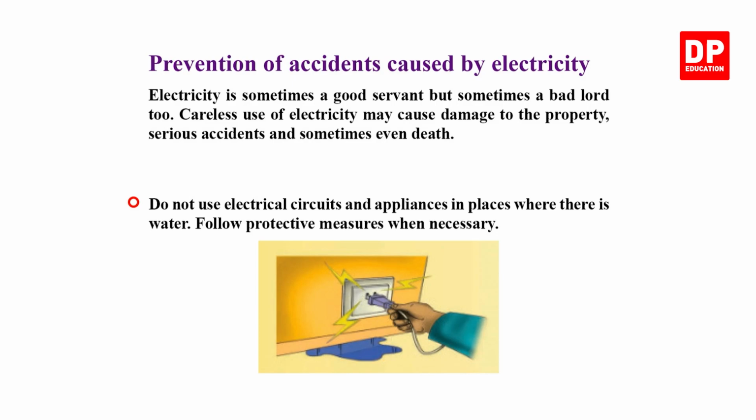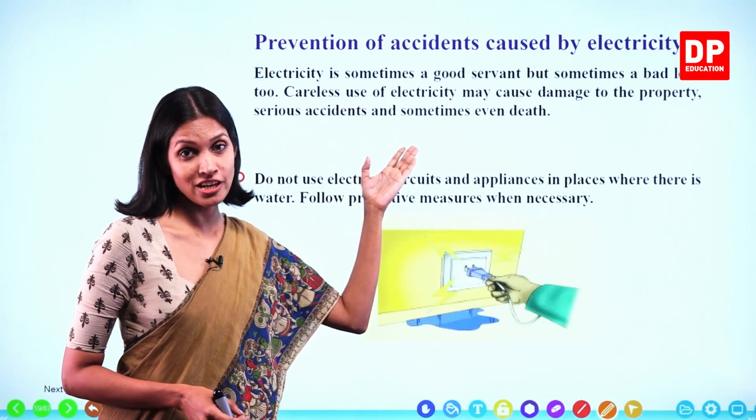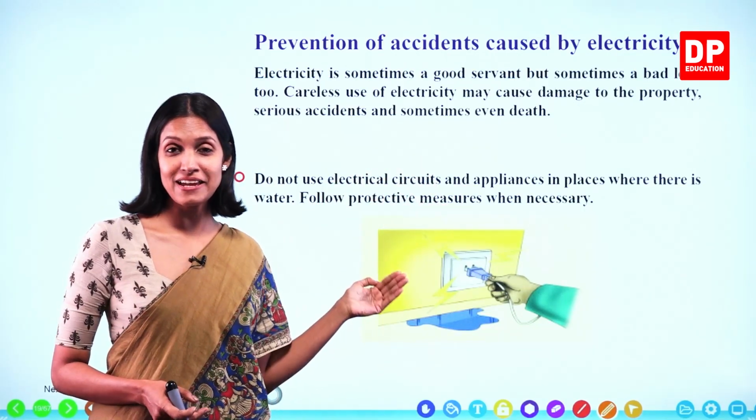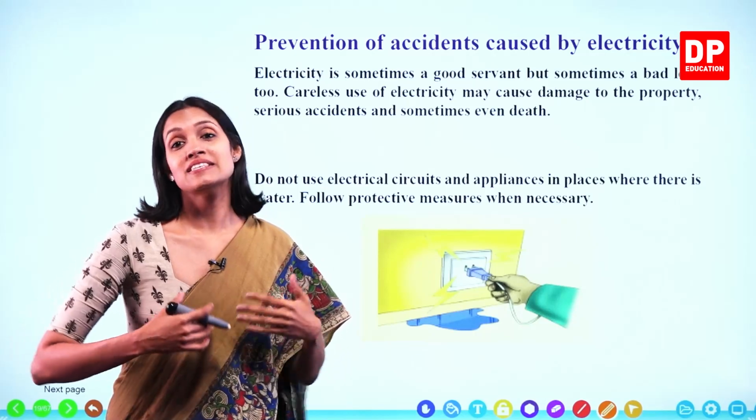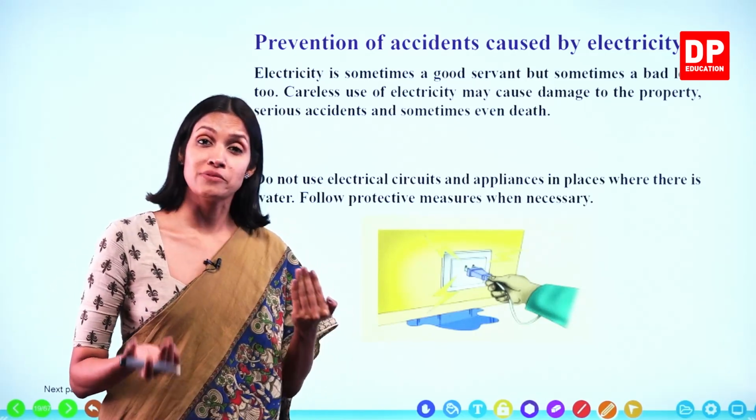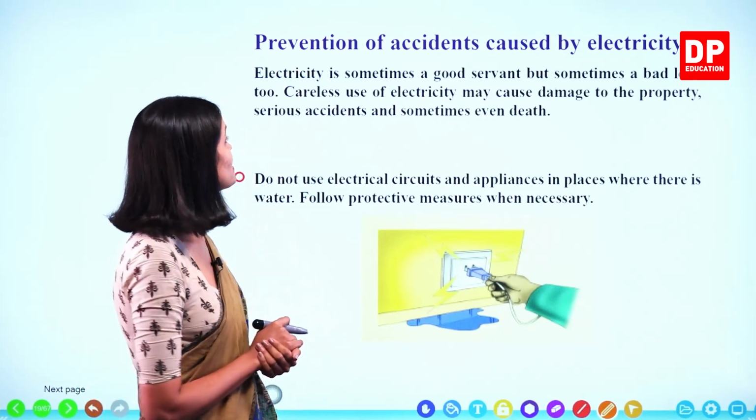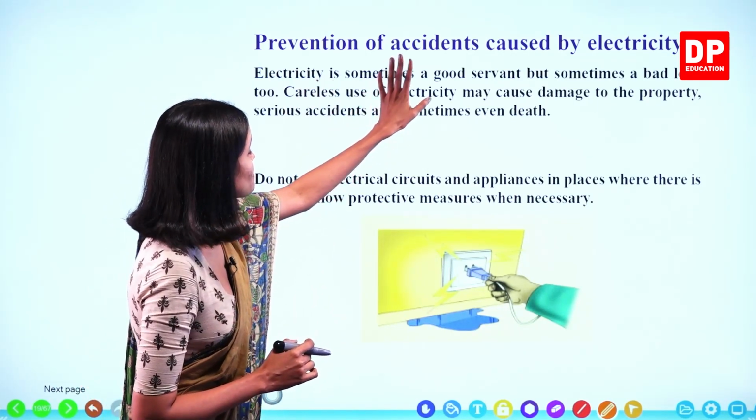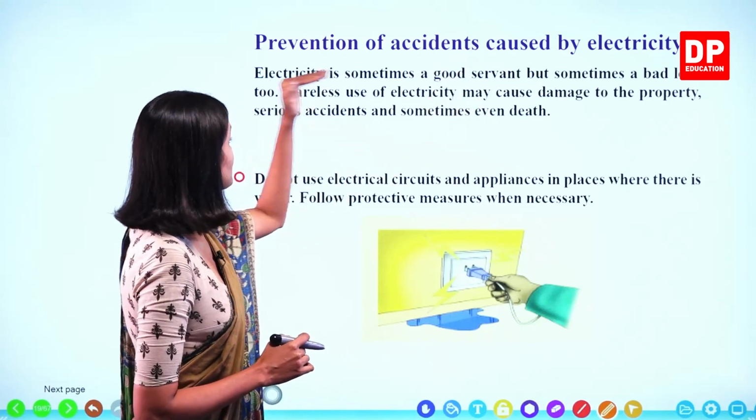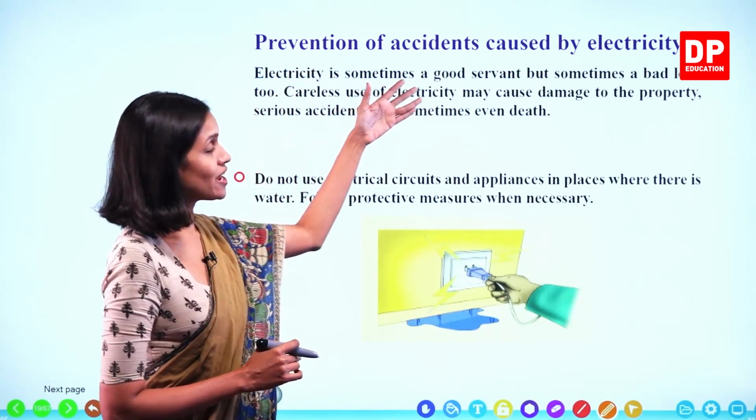Our second topic of this chapter is prevention of accidents caused by electricity. Electricity is sometimes a good servant, but sometimes a bad lord too. See how true this is, children, right? So electricity, as much as it's useful, sometimes it can be very dangerous too. You all know this, right, children? Careless use of electricity may cause damage to property, serious accidents, and sometimes even death.